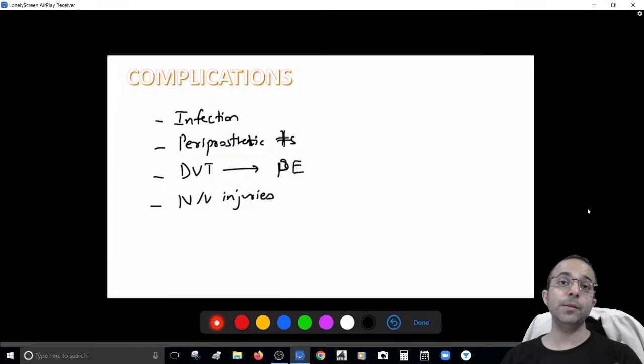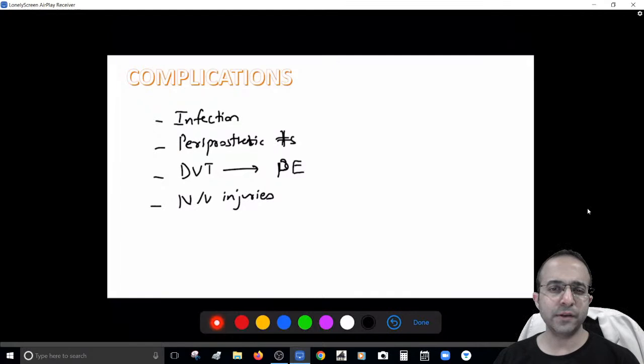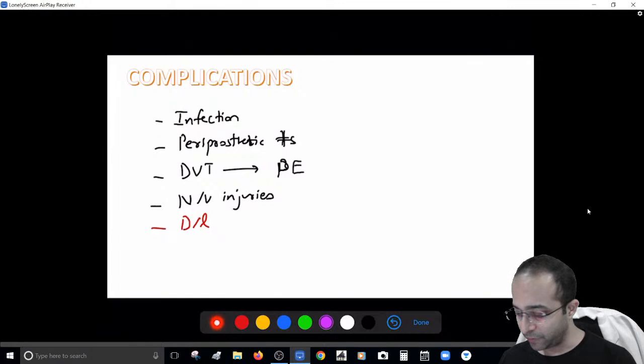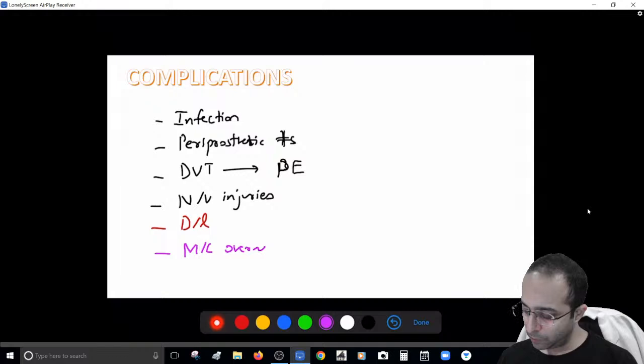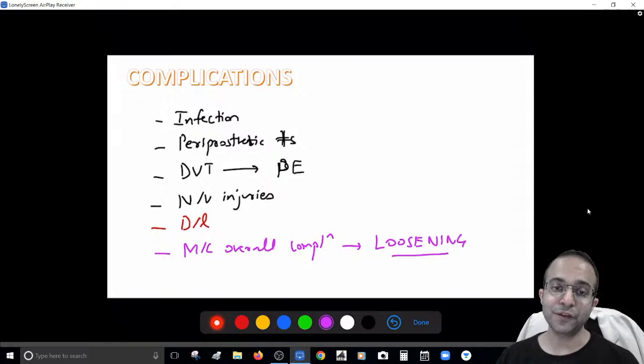So these are some of the common problems that trouble us. And not to mention, there is a chance of dislocation if you have not done your surgery nicely. And in case you ask me, the most common and troublesome long-term complication tends to be loosening, especially with the cemented fixation. So these are some of the complications you have to keep in mind. Okay, that's the whole scenario.